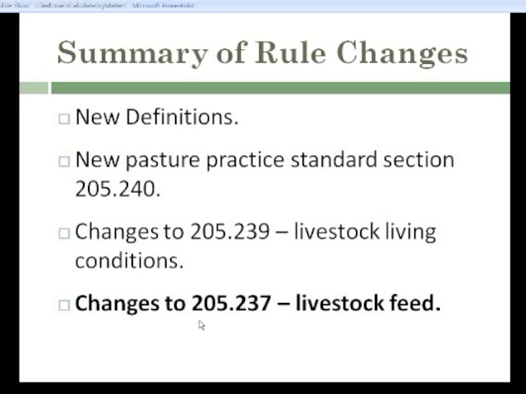And then this section 205-237, which is the livestock feed section, this is the section where the changes include the detail on the additional records that you need to keep that will allow you to do the dry matter intake calculations using this subtraction method.